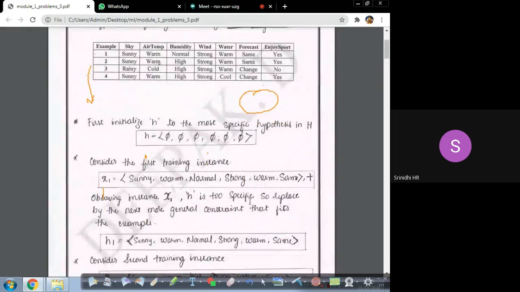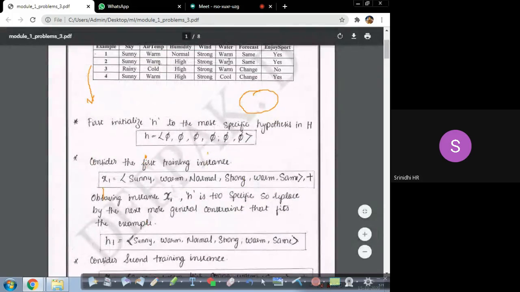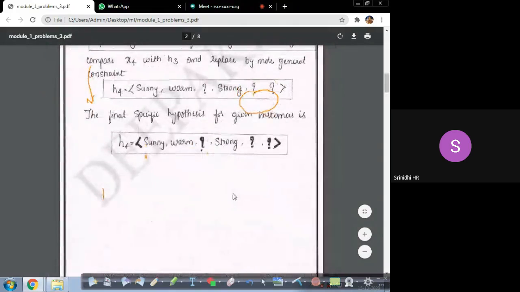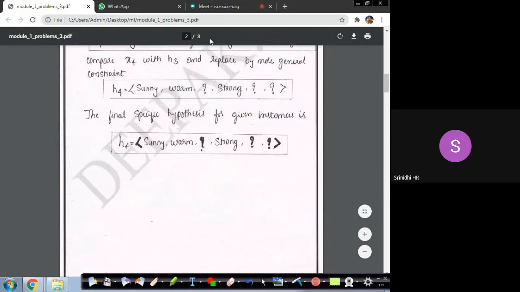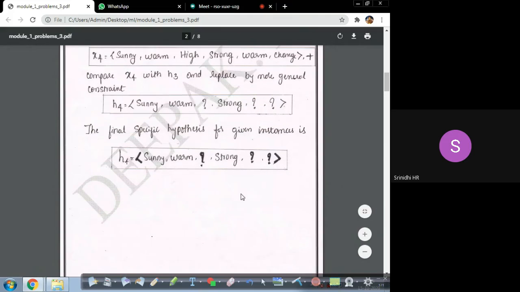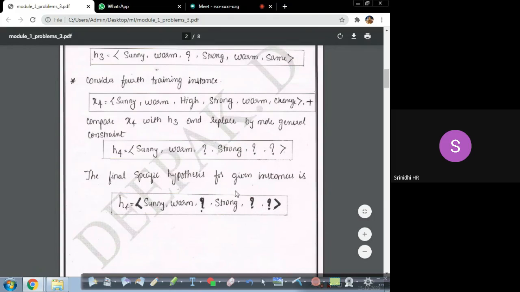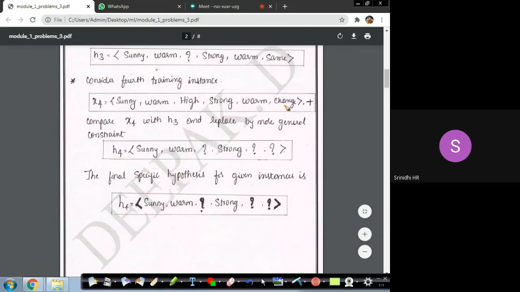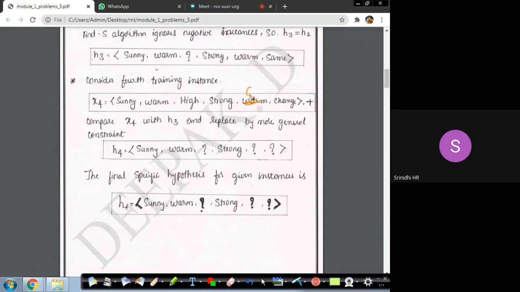See my 4, the attribute water is having cool. Here in this example, he has written a little bit wrong, which you can consider here. So it is cool here. It is not warm, it is cool. So if you consider warm and cool, again it will be generalized with question mark. Here I have same and change, it will be replaced by question mark. That is my general hypothesis.